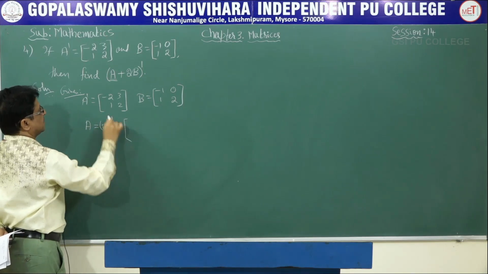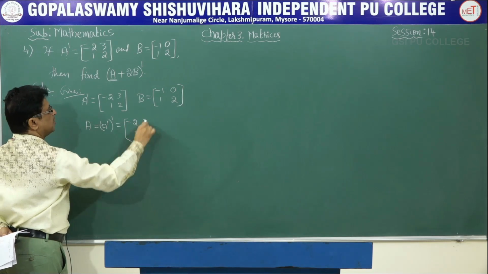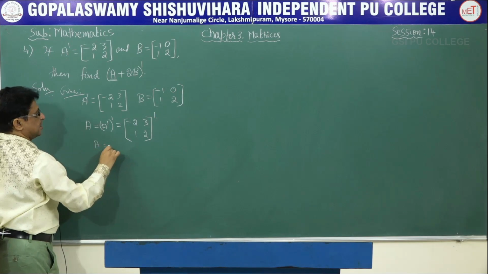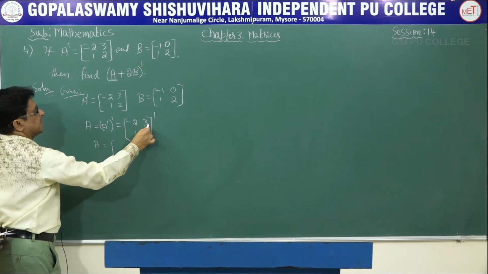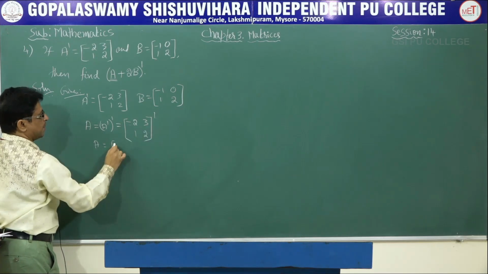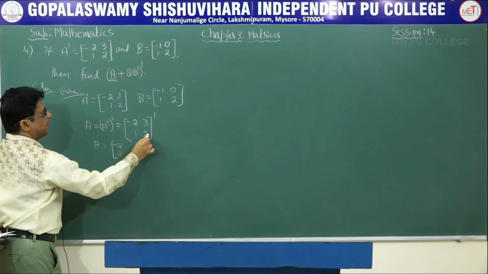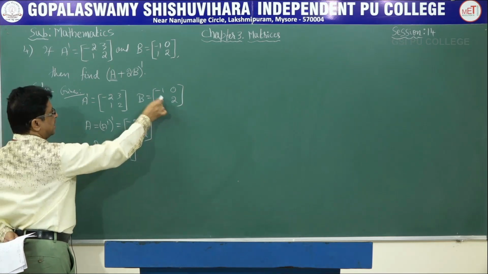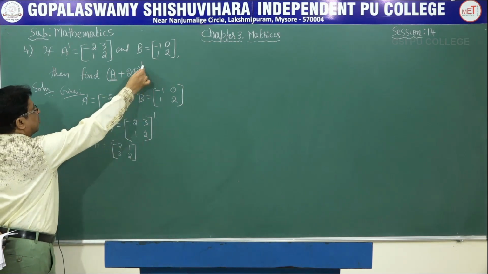That will be equal to (-2 3; 1 2)'. So the transpose of this matrix: -2 3 in the first row now becomes the first column, and the second row 1 2 becomes the second column. That is, A is there, B is there. We have to find (A + 2B)'.